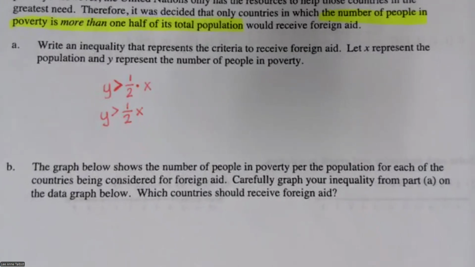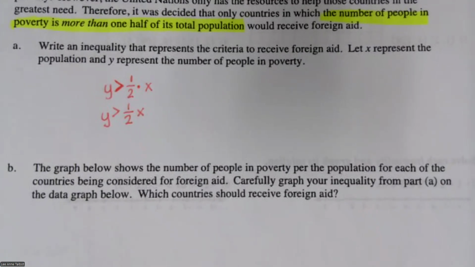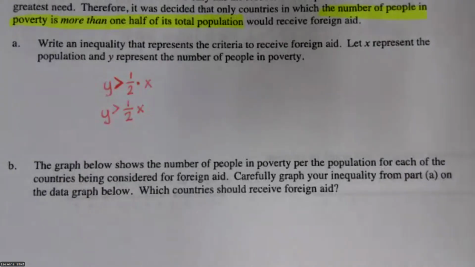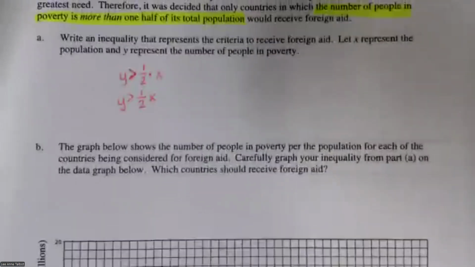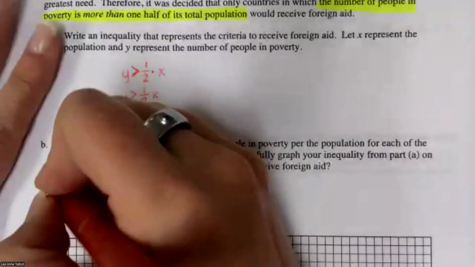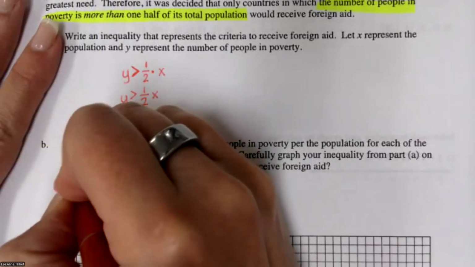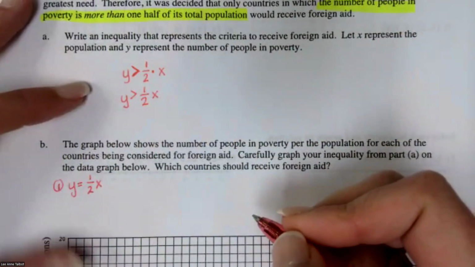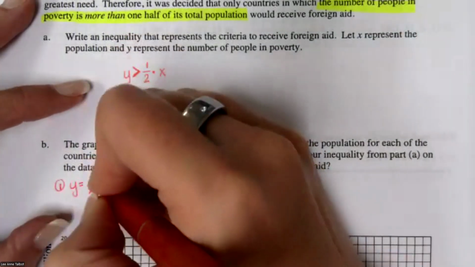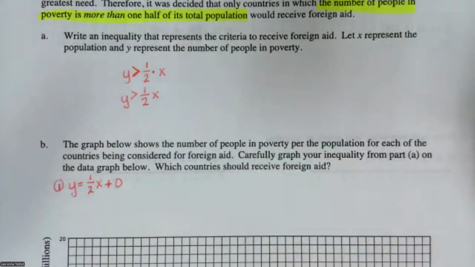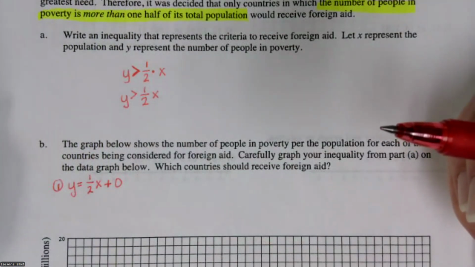The graph below shows the number of people in poverty per the population for each country being considered for foreign aid. Carefully graph your inequality from part A on the graph below. What countries should receive foreign aid? Okay, step one, pretend we have equals. Y equals one half X. Okay, now for us, I'm going to add a +0 on there just so I can see what the y-intercept is.